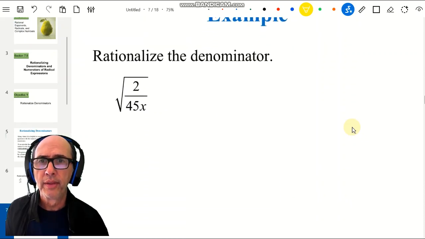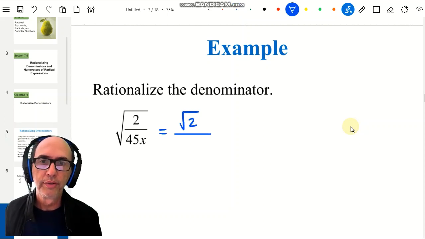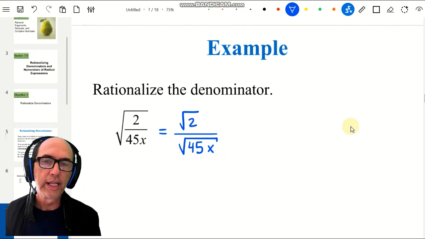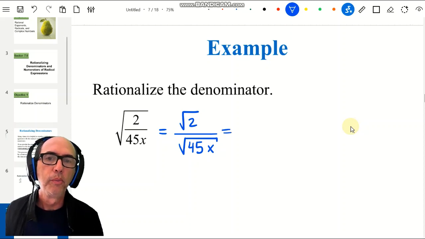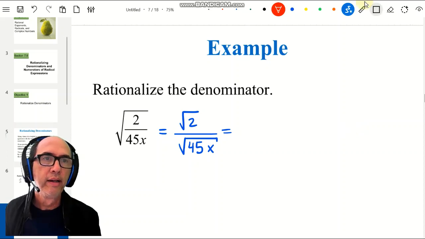Another example. Rationalize the denominator. We have square root of 2 over 45x. We can write this as square root of 2 over square root of 45x, right? And we don't want the square root on the denominator. So multiply, yes, I know what you think. You can multiply both the top and the bottom by square root of 45x.